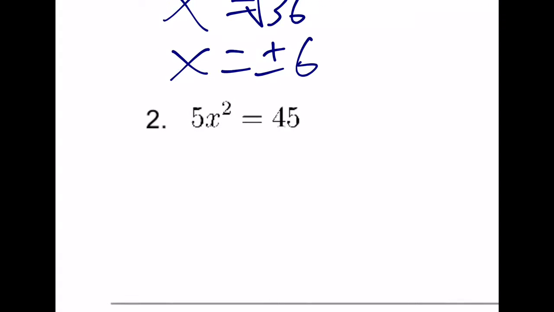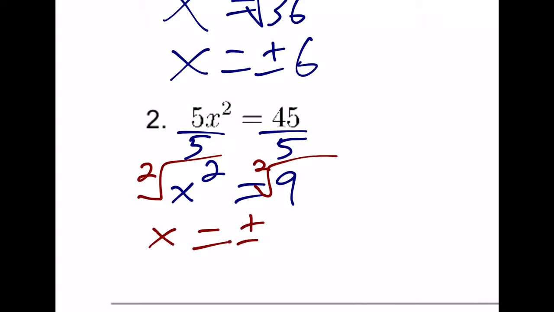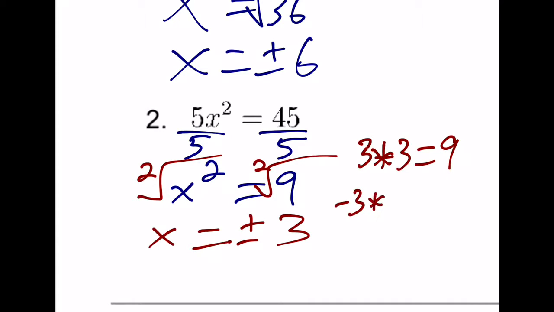For 5x squared, we divide out 5 from both sides, and we end up with x squared is equal to 9. Again, we're going to take the second root, which is the same thing as the square root, and we get x equals plus or minus 3. If you're wondering why plus or minus, that's because 3 times 3 is equal to 9, and also negative 3 times negative 3 is equal to 9. So there's two possible answers.